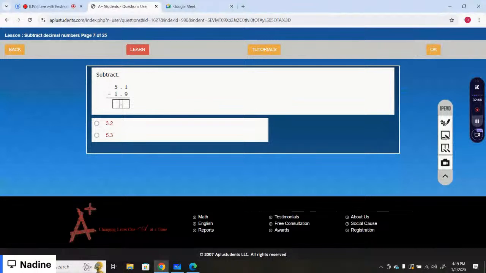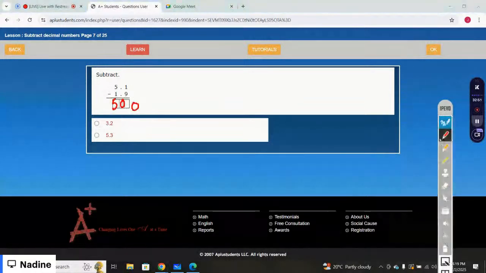5.1 take away 1.9. So which is the correct option? You cannot subtract 9 out of 1, so you need to borrow 1. Here you have 4 and that borrow makes it 11. 11 minus 9 is 2 and 4 minus 1 is 3. That option is 3.2.